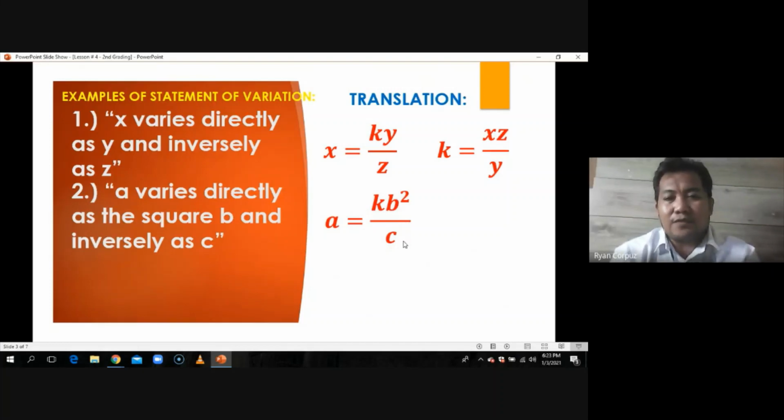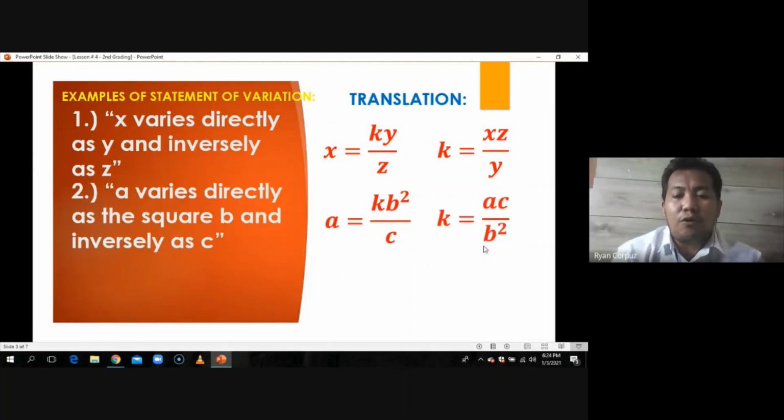Then, for us to come up with the translation of it in terms of K, multiply yung nasa left side, saka yung nasa denominator, AC. That would be the numerator, katulad nito. Then kung ano yung kasama ng K, that would be the denominator. So it will be K is equal to AC over B squared. So that's how we translate that statement of variation in number 2, which involves direct square variation and inverse variation.